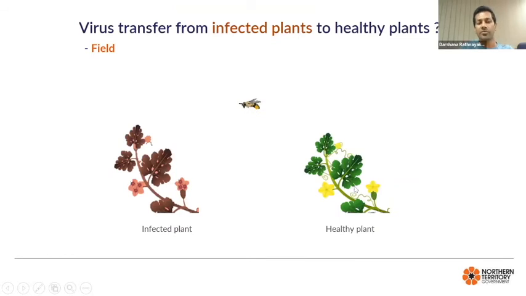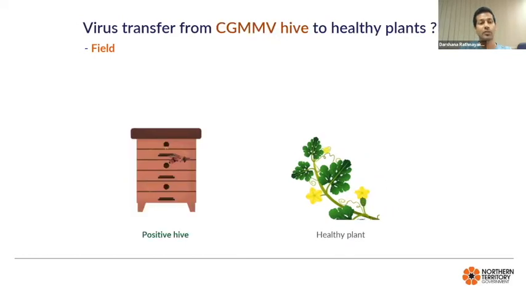After the lab trial, we realized that yes, bees can carry virus, but we wanted to test these scenarios. Can they still carry virus in the field, and could that lead to an infection in the field? So we wanted to test again, can bees carry virus from infected plant to healthy plant? And because of that virus transmission, can that plant get infected? And second, can bees transmit virus from a positive hive onto healthy plants? And again, could that viral transmission lead to a new infection in the field?